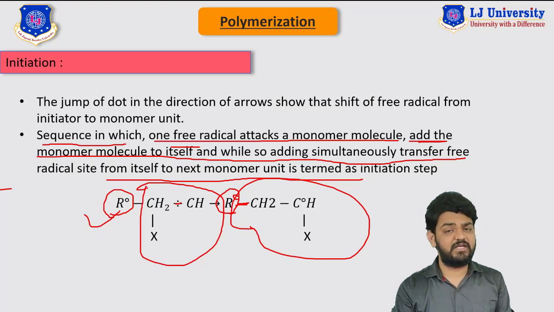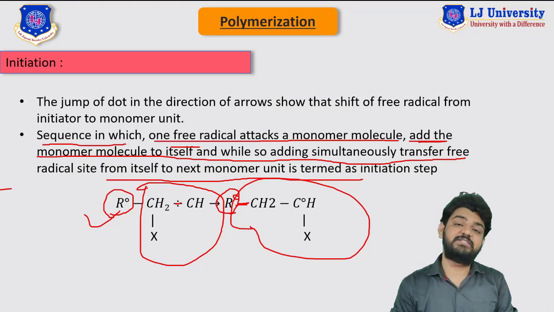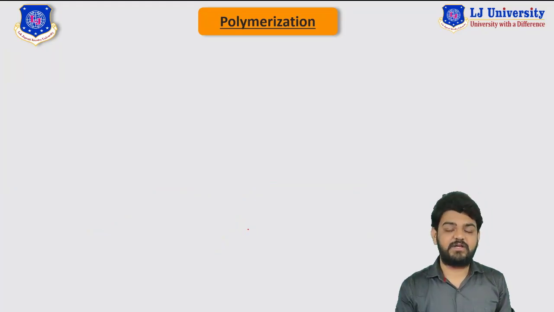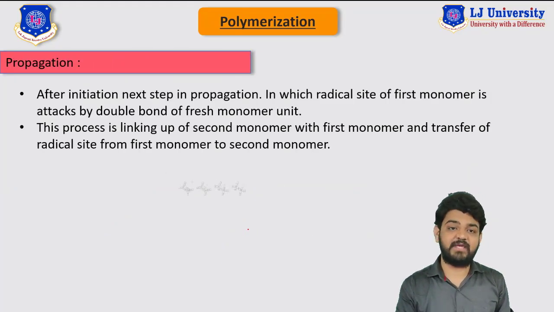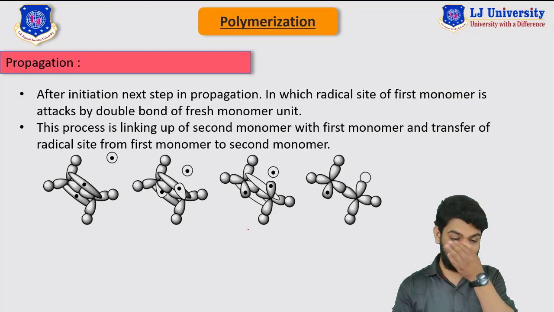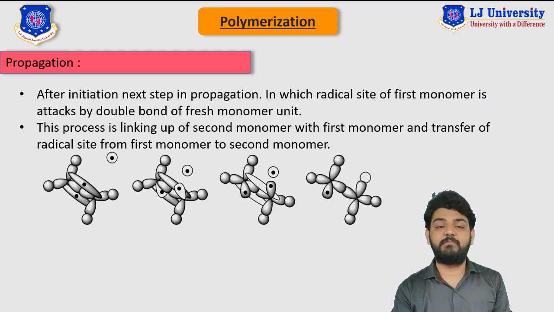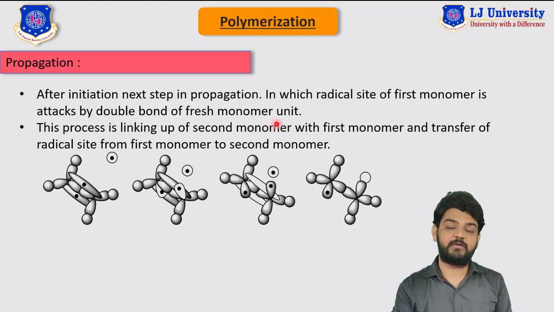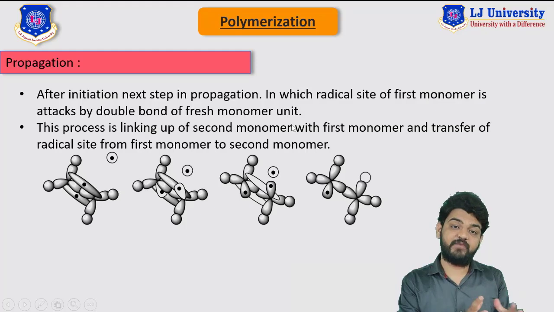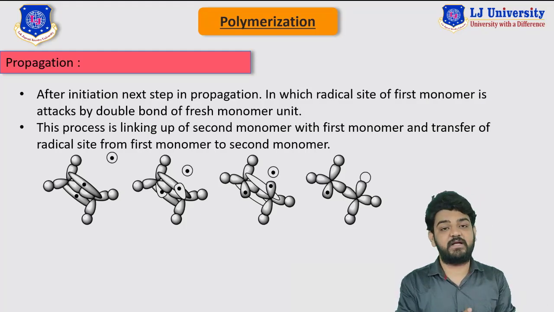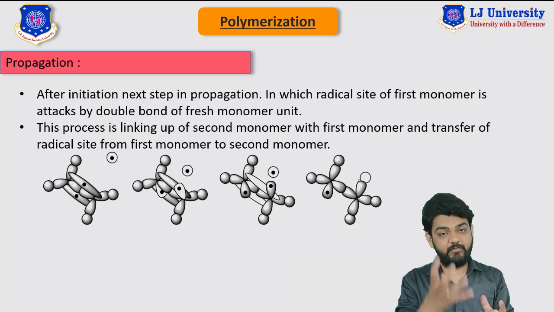This entire process is named the initiation process. Now, after the initiation process, the next step is the propagation step. So let's understand what we mean by the propagation step. After the initiation, the next step is propagation, in which the radical site from the first monomer attacks the double bond of a fresh monomer. We have now prepared one monomer which was attacked by the free radical, and we have formed a structure which contains the radical and the monomer.